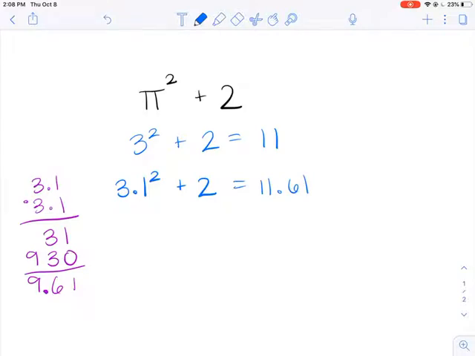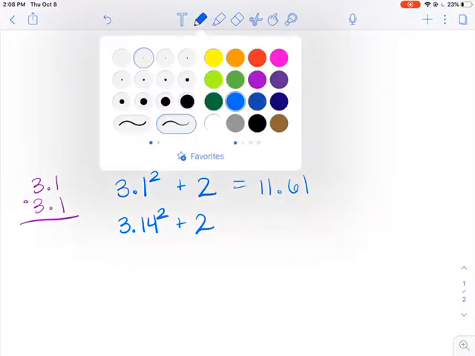So this gives us probably a better estimate of what pi squared plus 2 is, rather than 3 squared plus 2 would do. Now, just for kicks, I'm going to show you if we went 2 digits, 3.14. All right, I'm going to go ahead and add that in. Let's put my work over here.